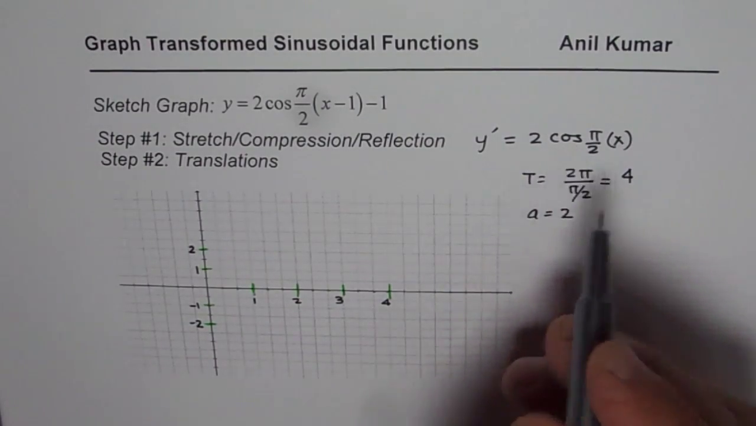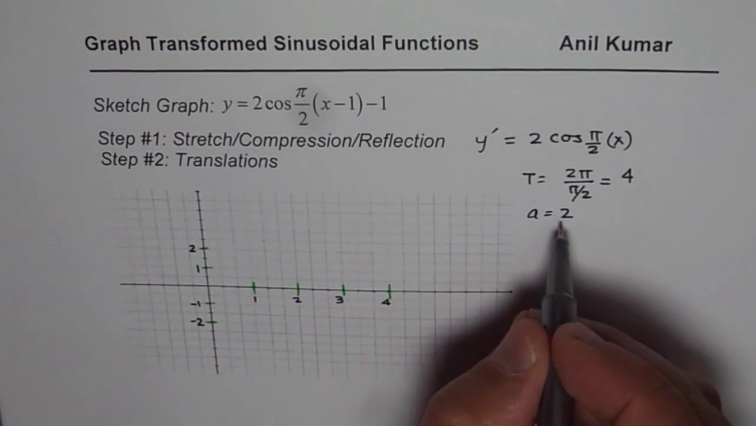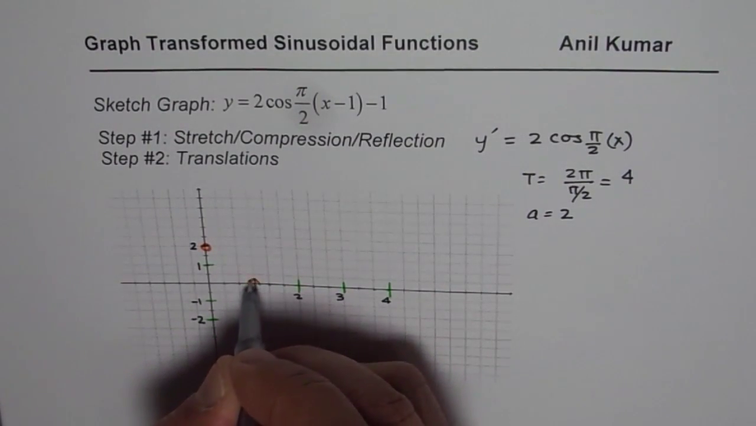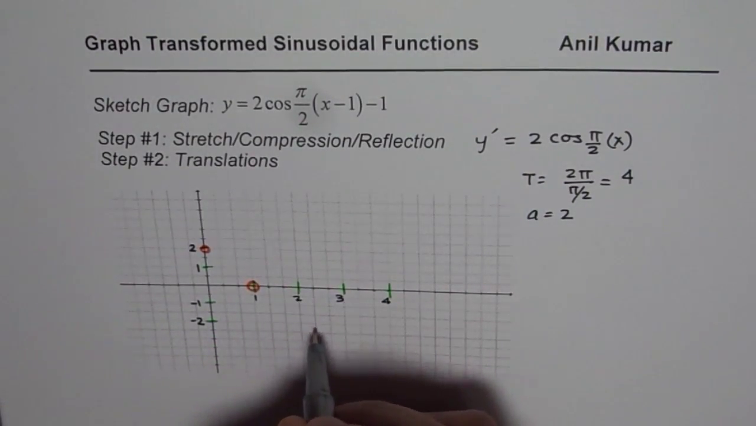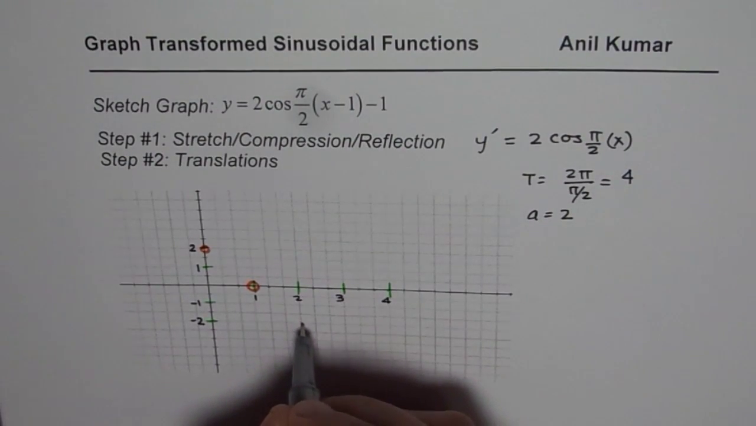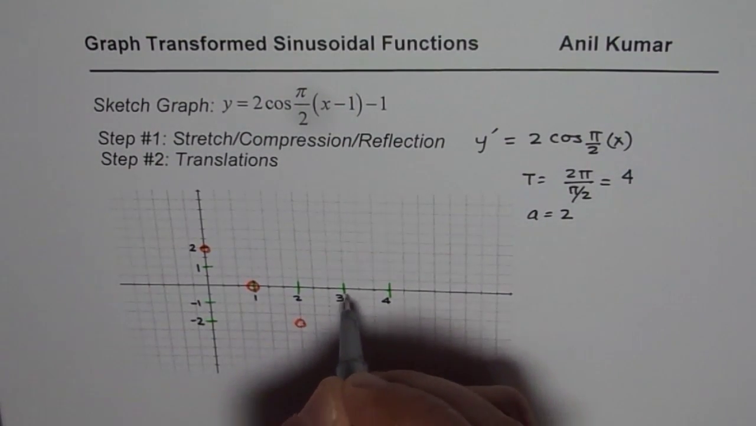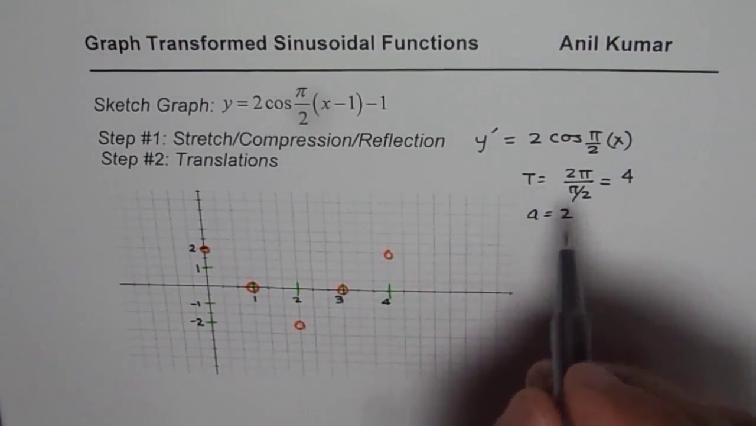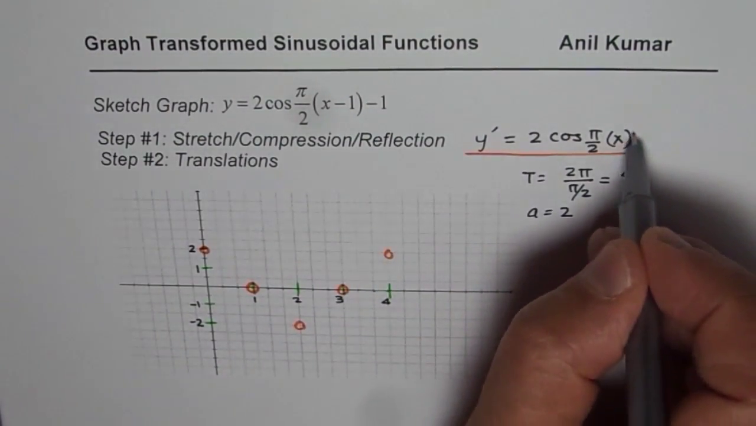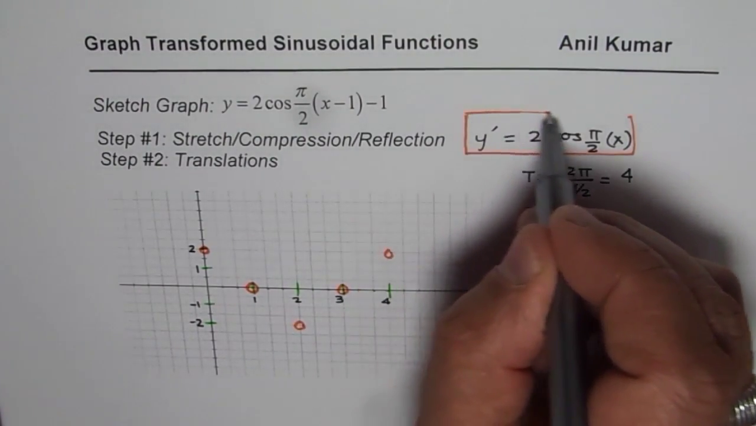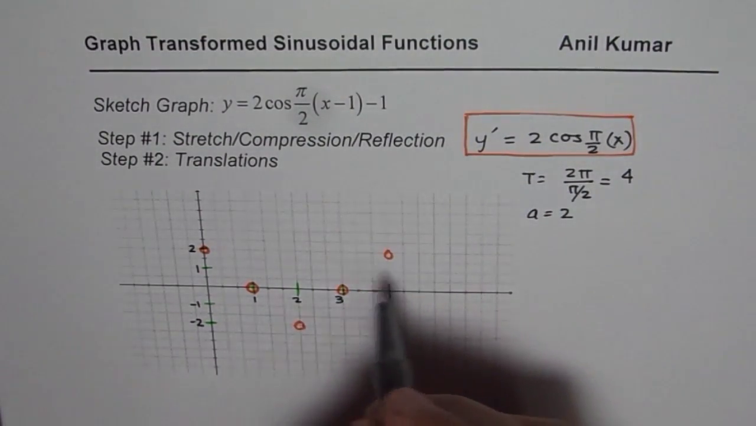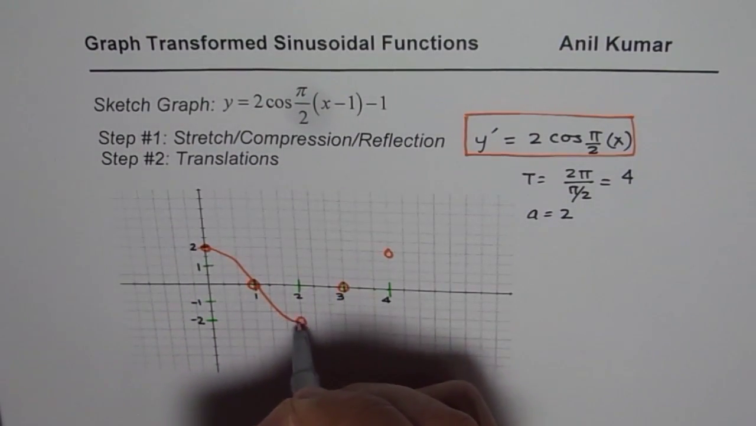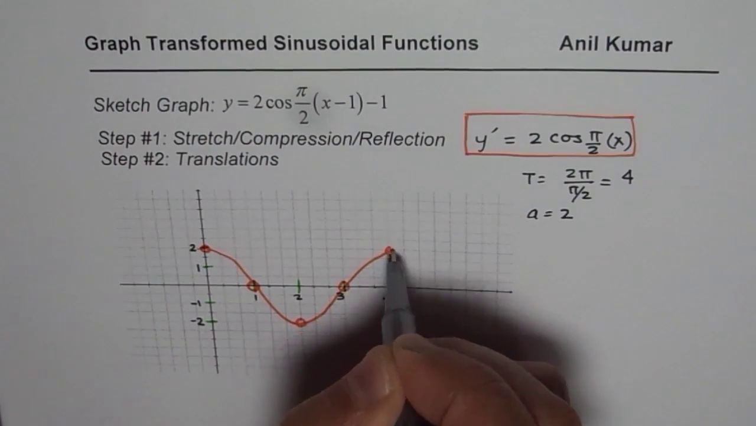Cosine begins with the maximum, so starting with the amplitude of 2, that is the first point. Then 0, these are the quarters of the cycle, correct? And then minimum, 0, and maximum. So that gives us the graph for stretches and compressions. We can connect these points, so it is like this. One cycle.